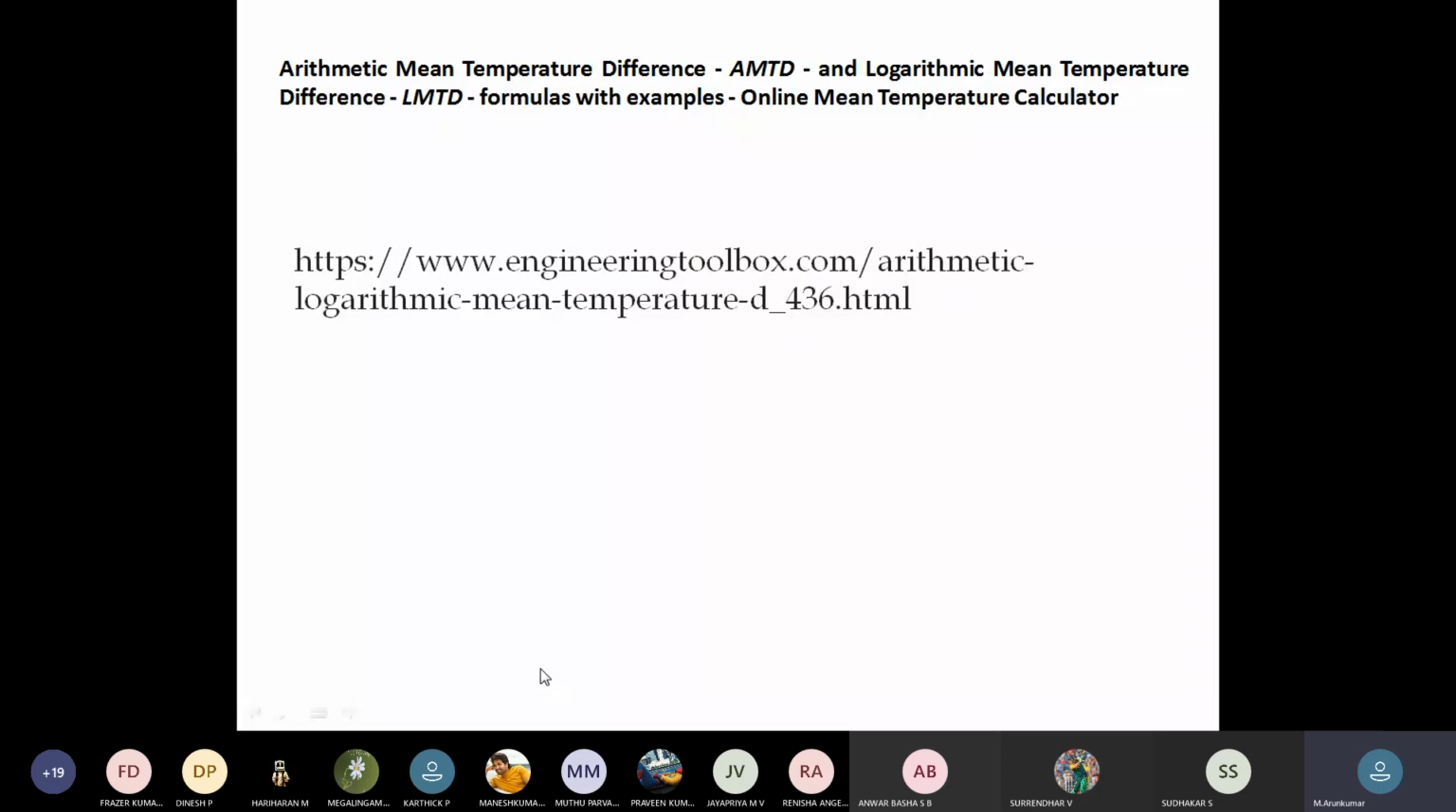If you want more clarification about the AMTD and LMTD for the heat exchanger, you can refer to this link. There is a comparison between the LMTD and the AMTD, and you can calculate the LMTD and AMTD if any values are given. Just go through this website, and you can have some idea about the AMTD and LMTD for heat exchangers.